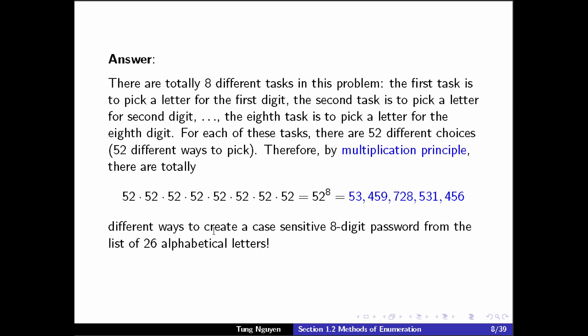So simply by using the multiplication principle, we have 52 multiplied 8 times, which is 52 to the 8th. And if you use a calculator, you get this number. So that is the number of different ways to create a case-sensitive 8-digit password by using 26 alphabetical letters.